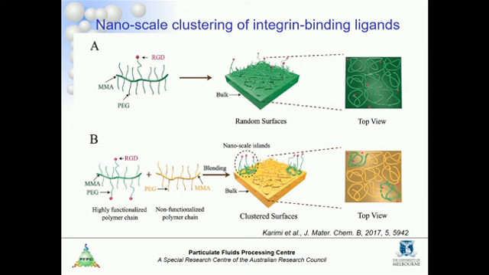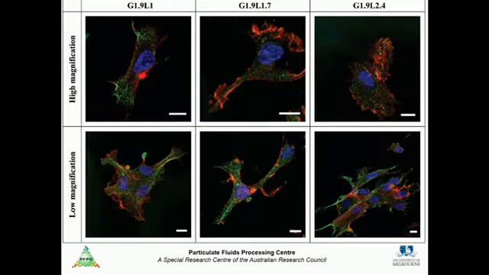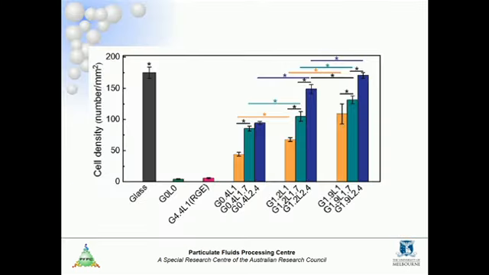So some sophisticated functionalisation of the surfaces then to provide some areas that are non-adhesive and some areas that cells will attach to very well. And by providing clusters of ligands, we can get integrin clustering in the cells, and that improves how the cells interact with the surface. So here are some cells on that surface showing that they can spread and attach very well. And this graph just shows you the cell density on different materials.